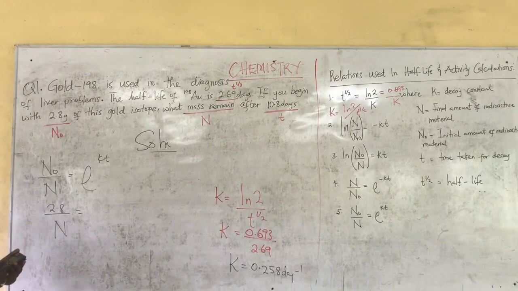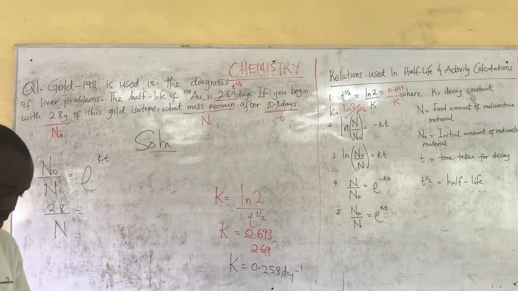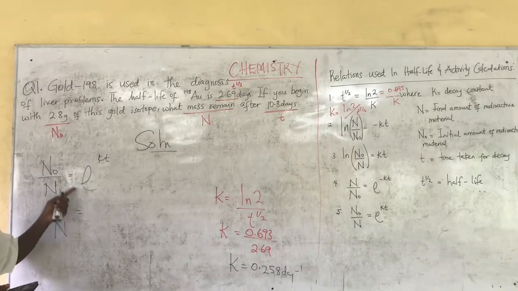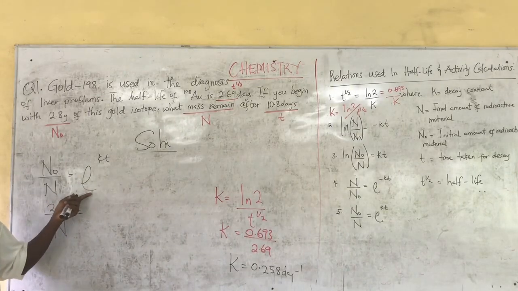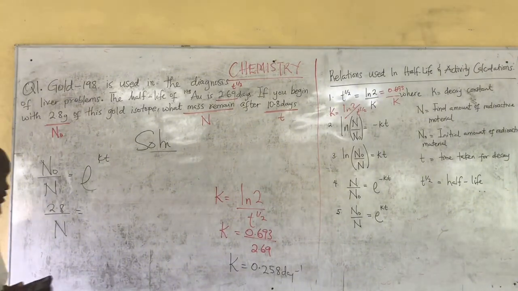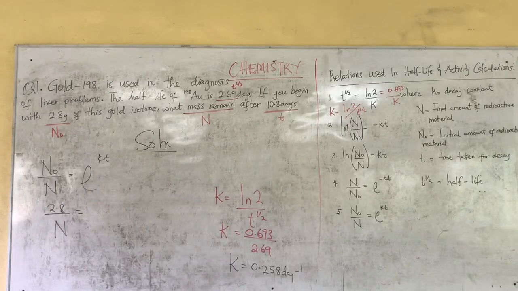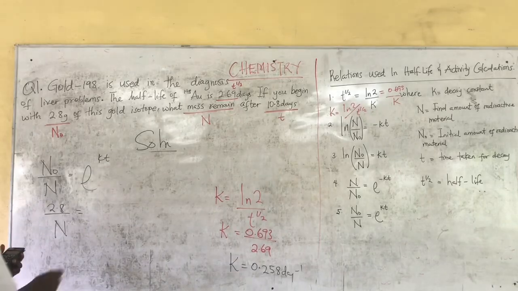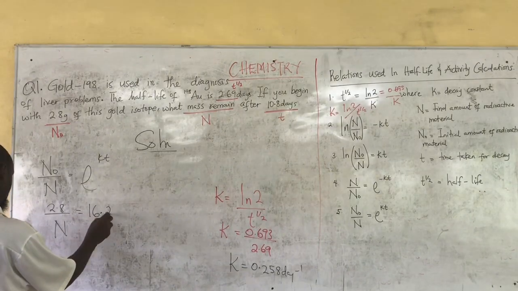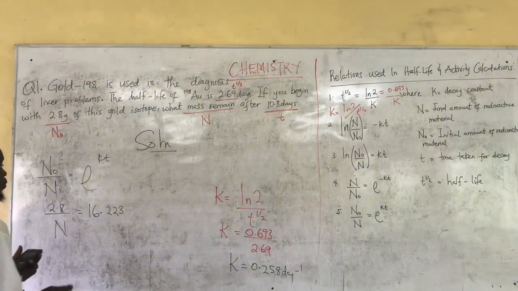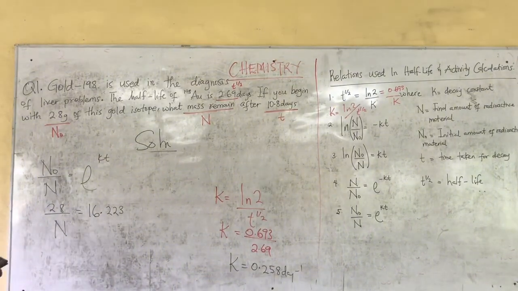So the e here is just the inverse of the ln. The ln inverse. So you can just press shift and then ln, you get your base here. And then you just enter the values. We have raised to the exponent k, that is 0.258 times our t, 10.8. So we are going to get 16.223 when it is approximated to 3 places of decimals.